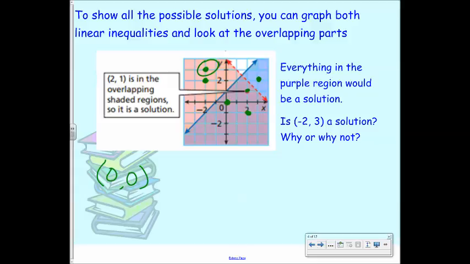So how do we do that? How do we make this picture? Like if I didn't give you the graph and I said find the solutions, how do you think they did it? How do you think they did it when they made this example problem?